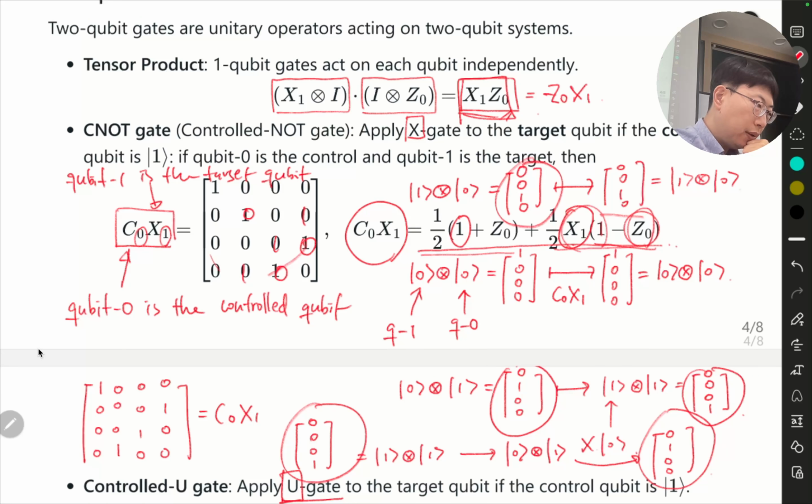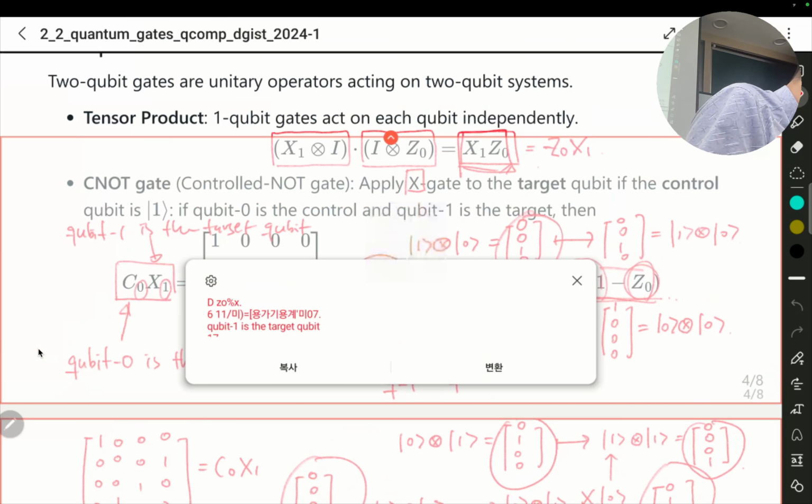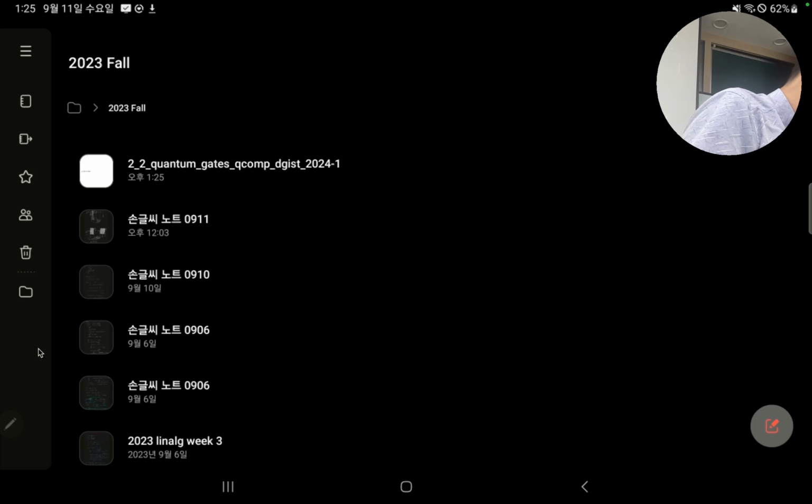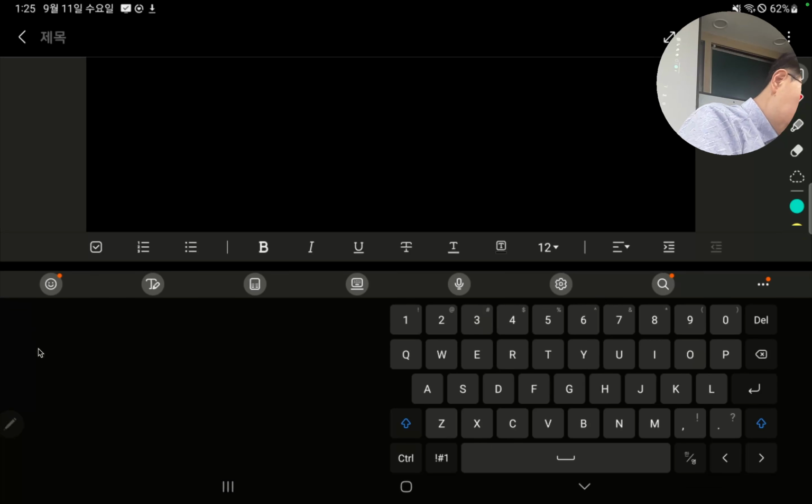So let's talk about it. So can I make a new note? Let's see if I can make a new note. No, maybe not. Let me open up another note here. Okay.